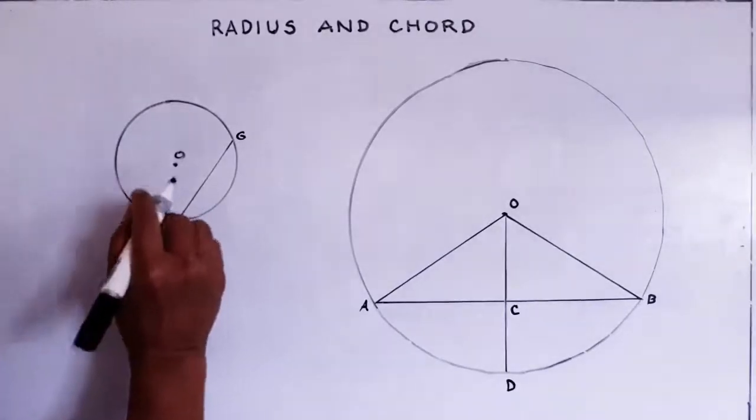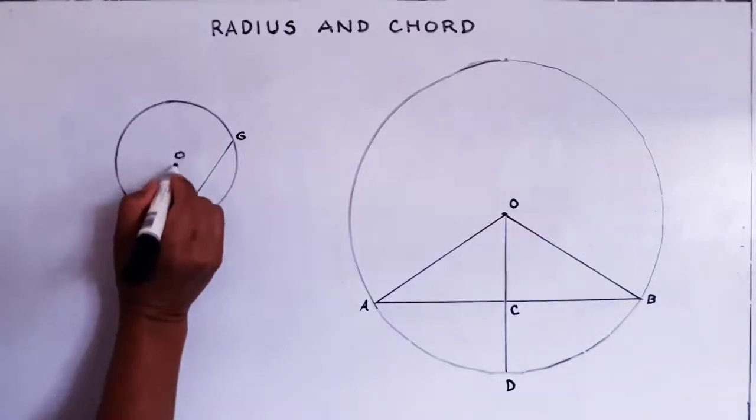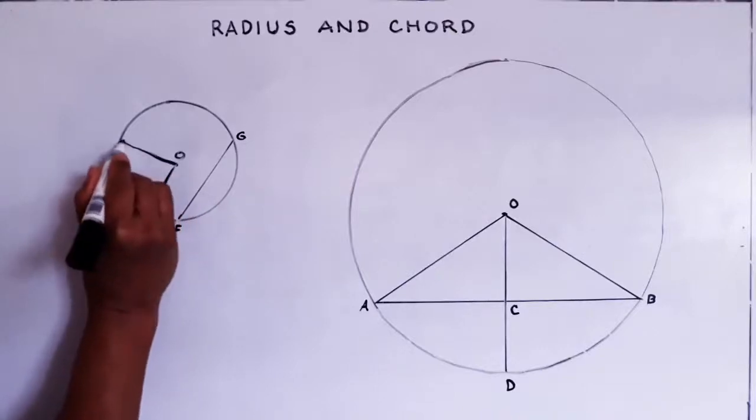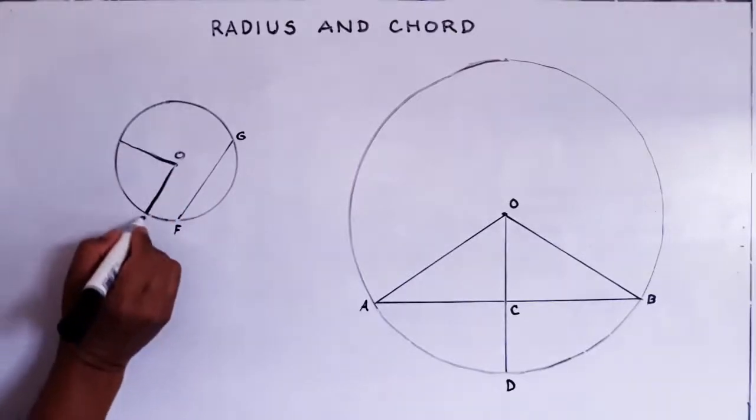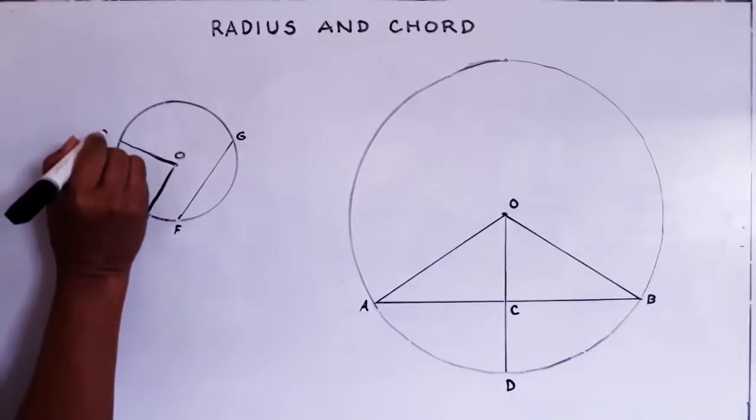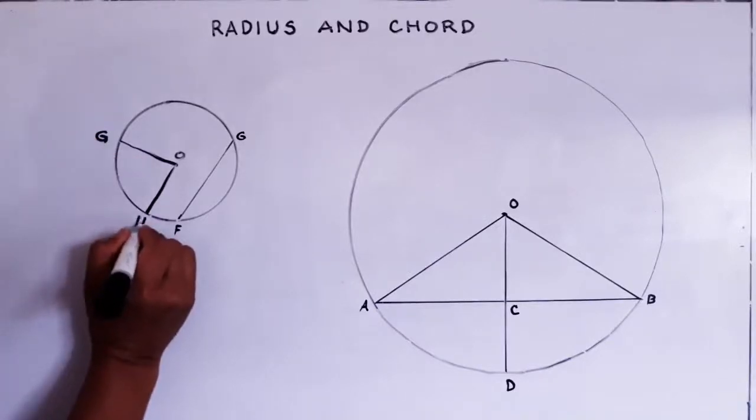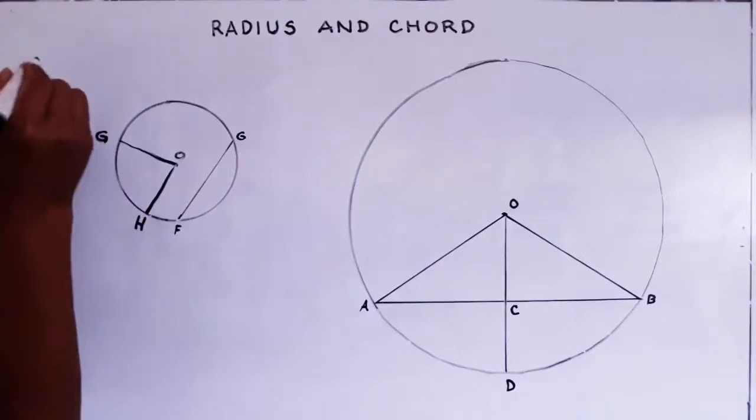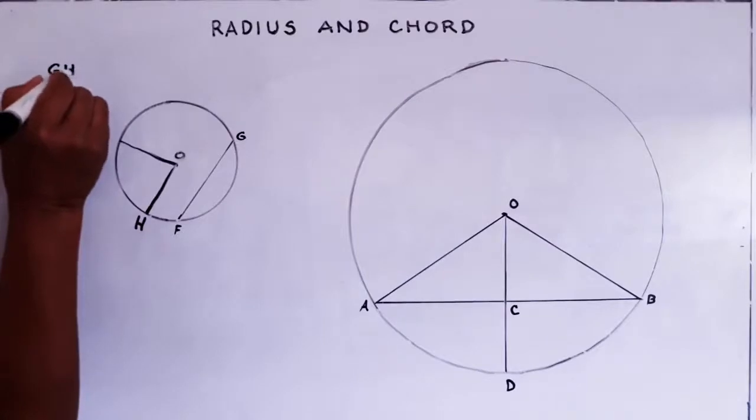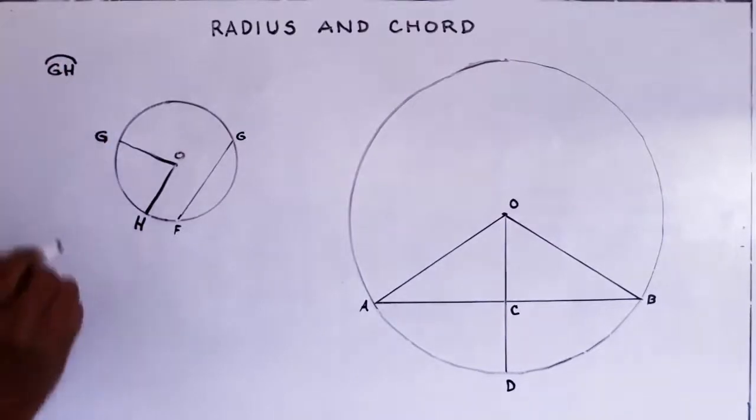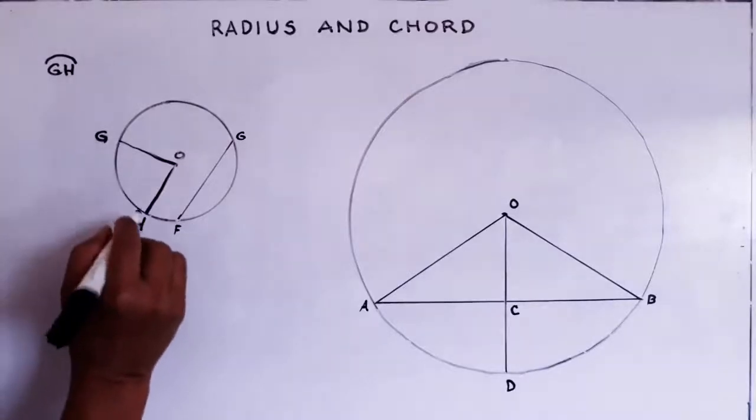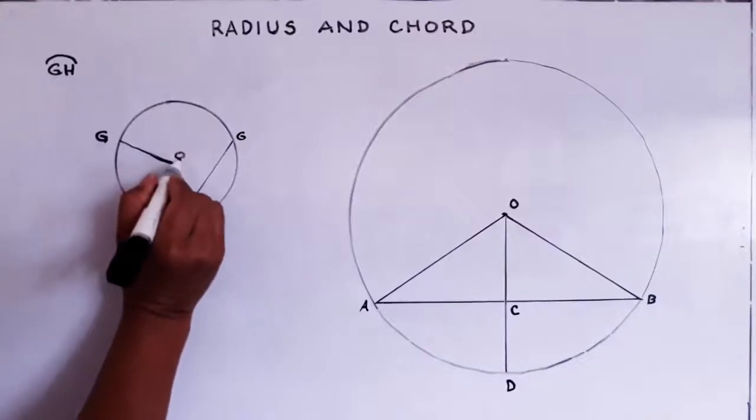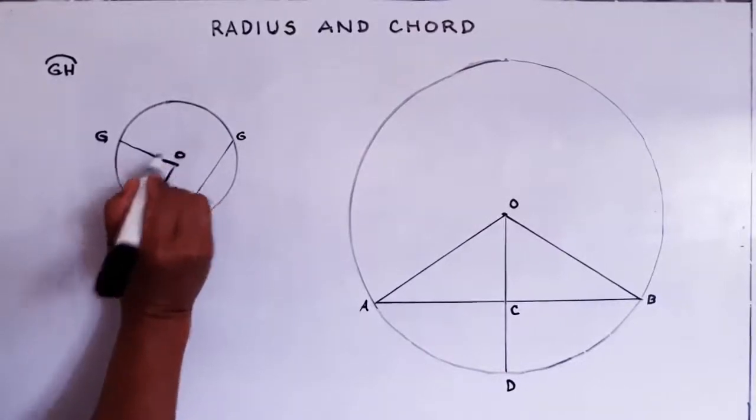So in here, class, I'm going to make an arc. Let us call this arc GH. From here up to here, we have GH, and that is an arc, a minor arc. This one is the center of our circle, and the name of our circle is circle O.